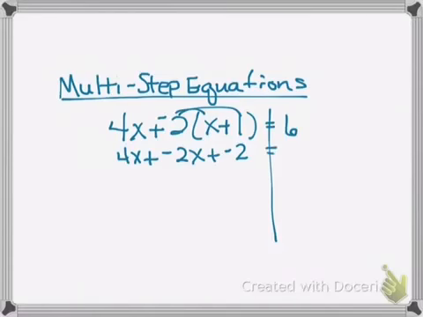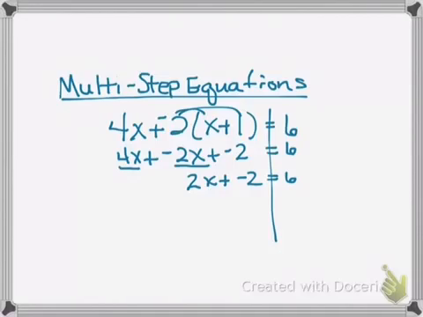Either is fine. I'm going to bring down my 6. Now I have like terms. I have the 4x and the negative 2x. 4x minus 2x or 4x plus negative 2x. Either way, you'll get 2x when you simplify. I brought the negative 2 straight down and the 6 straight down.